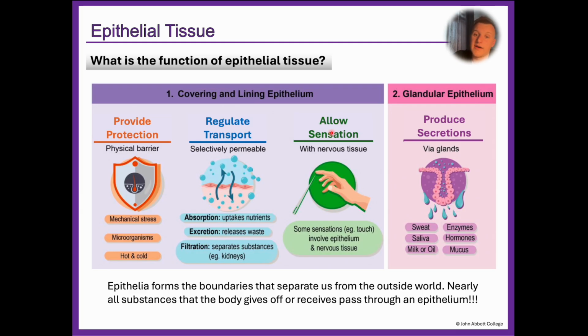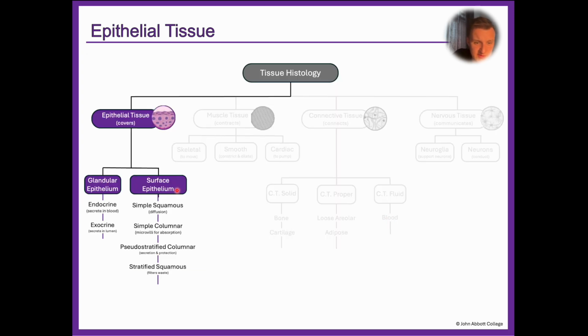Epithelium also allows sensations with nervous tissue. So some sensations, like for example, touch, right, involves the epithelium and the nervous tissue. Because once you sense something in the epithelium, you need to transmit it to the brain or to the nervous system. So with nervous tissue, we're actually able to sense things. So in the epithelium, at times, you'll have these little receptors that are able to feel things, such as skin, like I said. This was all our surface epithelium, and we're going to see these subtypes over here.